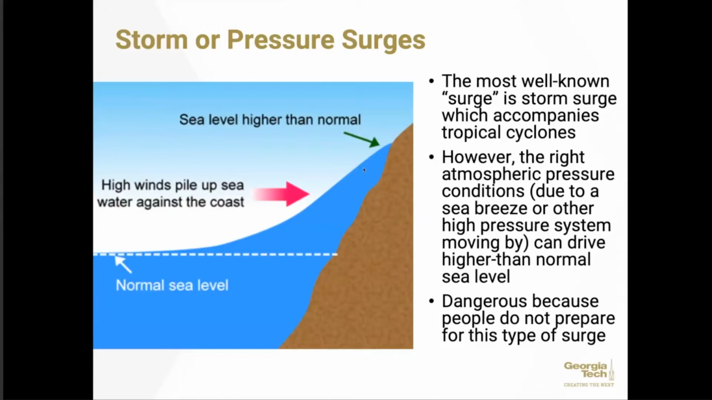And that's because people don't prepare for these in the same way that you might for a hurricane, where you often have a few days advance notice. So many of the most damaging coastal flooding events that we've seen in the southeastern United States in the past decade or so have been due to these sorts of anomalous pressure surges in coincidence with either a spring or a king tide.